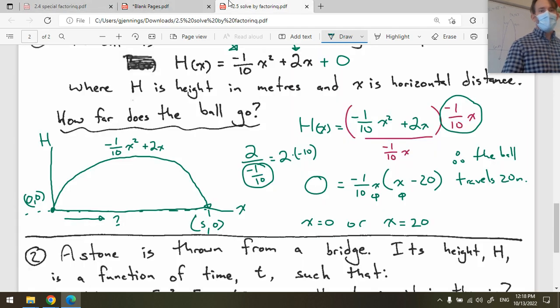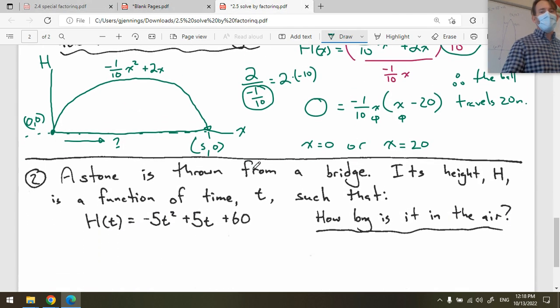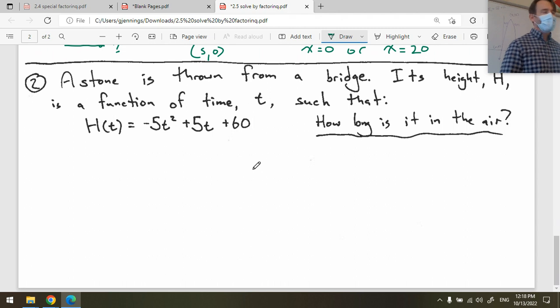That's great. Okay, one more application question. This one I actually just took out of the textbook. So this one, hi Sydney, you will have an example of this in the textbook. You can look at the textbook situation and we can solve this one together as well.